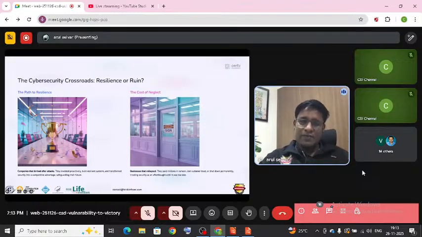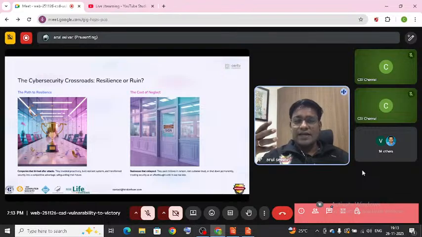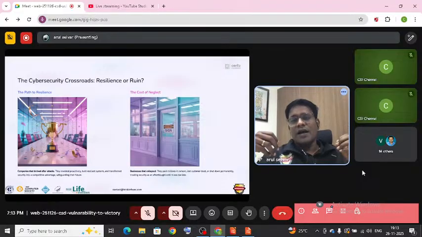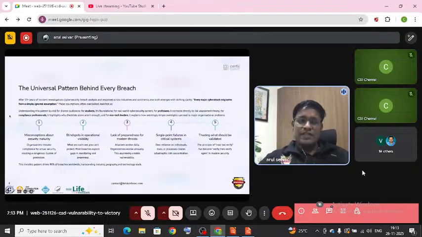Irrespective of vulnerability, both things are available. Vulnerability is there, and there is a victory also there. That is in our hands, how we are going to take these specific routes. So the universal pattern, as I already mentioned earlier on every cyber attack perspective, is the pattern I want to map here.